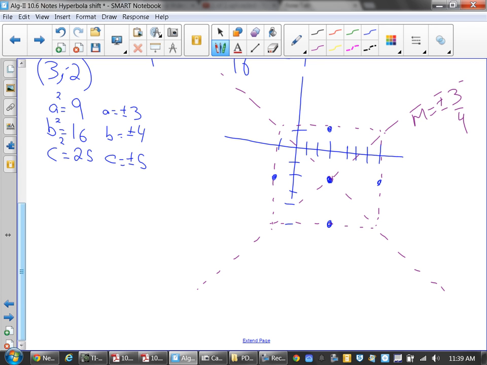And let's see, all I have left is put in my focus. Remember, this is going up and down, so plot our focus up 5. So this was up 3, 4, 5. 3, 4, 5. Do you need me to list out the ordered pairs, or is that something you can accomplish on your own? I hope you can accomplish that.